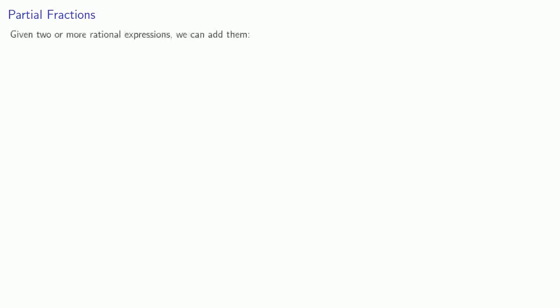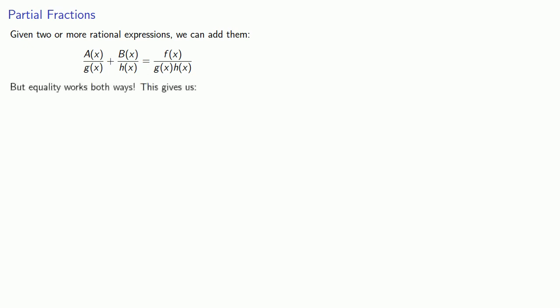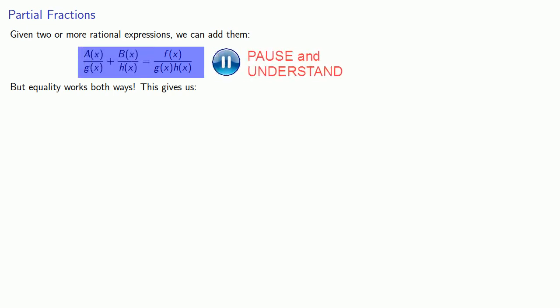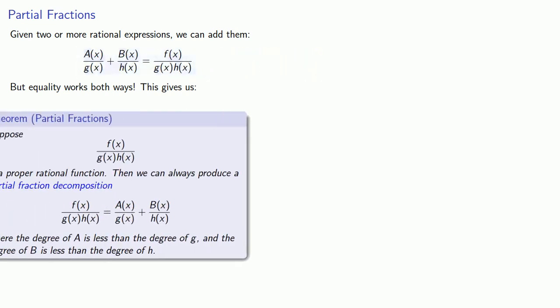Suppose I have two or more rational expressions. We can use the standard rules of algebra to add them to produce a single rational expression. But equality works in both directions. And what this means is that we can take a single rational expression and write it as a sum of rational expressions. This leads to the following result.